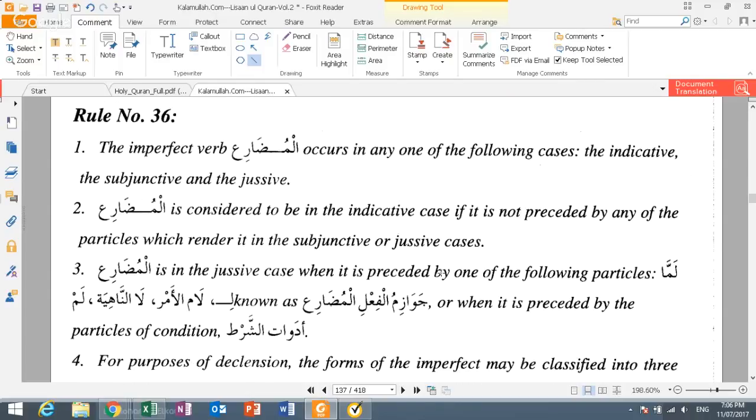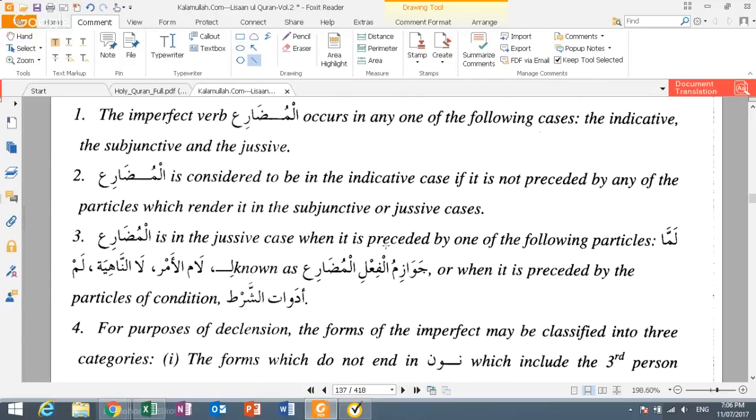Okay, now we continue. Rule number 36. The imperfect verb occurs in any one of the following cases: the indicative, the subjunctive, and the jussive. Al-mudari' is considered to be in the indicative case if it is not preceded by any of the particles which render it in the subjunctive or jussive cases.